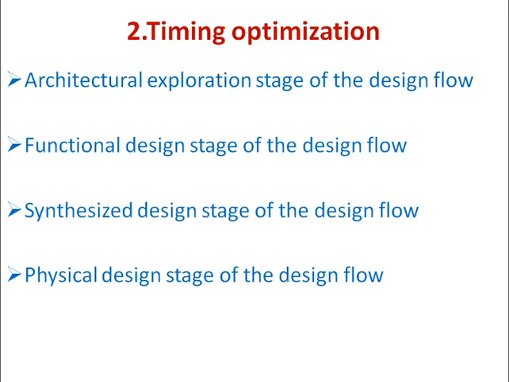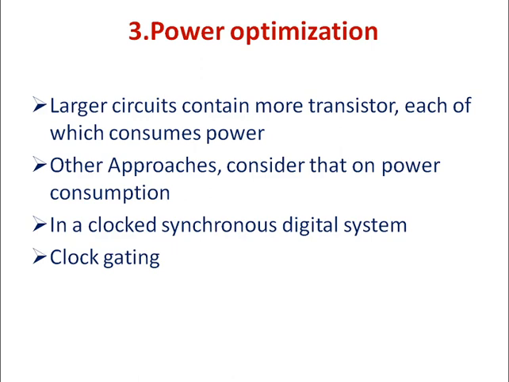If they are not, we need to revisit earlier stages of the design flow to improve the timing of the circuit. That means that in the case of area optimization, timing optimization, and the forthcoming power optimization, if you are not satisfied with the constraints, you have to revisit the earlier stages. Right? Then we go for power optimization.